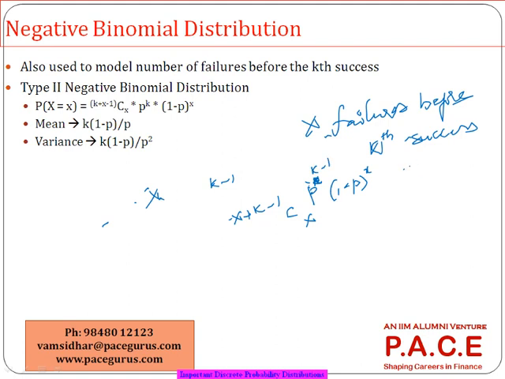And now the current one should be a success. So this will become p power k. So I can even try finding out. These formulas are already there. You need to understand the context.